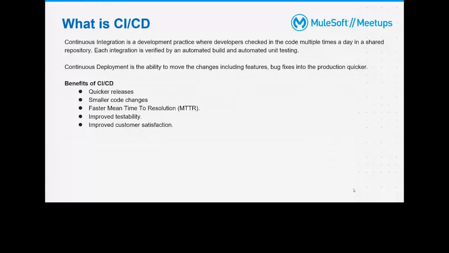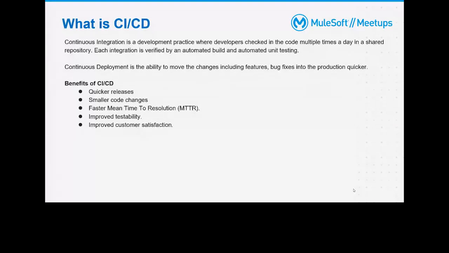So continuous integration is a development practice where developers check in the code multiple times a day in a shared repository, and each integration is verified by an automated build and automated unit testing. As I mentioned, continuous integration means the developer keeps checking in as soon as he has written a small piece of code, and there is an automated pipeline which will trigger, scan and build the code, and run the unit testing or integration testing on top of your code.